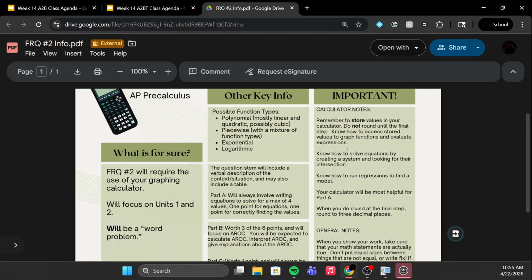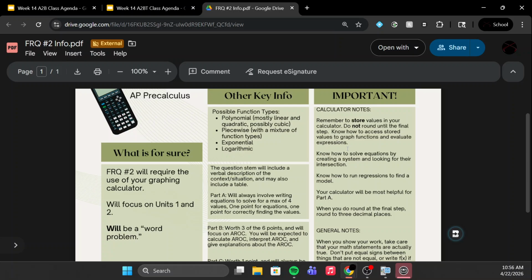Stuff to remember in your calculator: you should know how to store stuff using Y1. You should know how to use all the equations and how to graph stuff in your calculator. You should know how to run the regressions in your calculator, and all of them. It's not going to tell you which regression you have to do, so you have to know the difference between all of them.